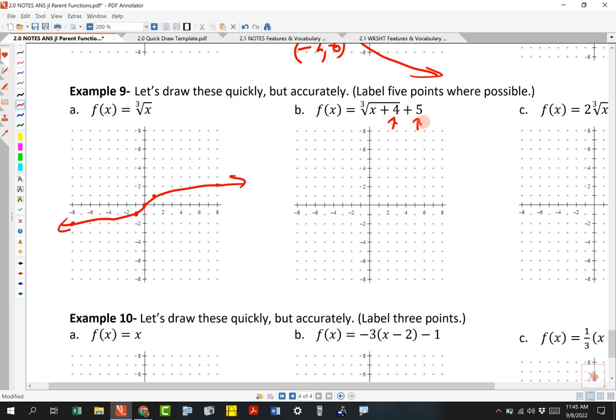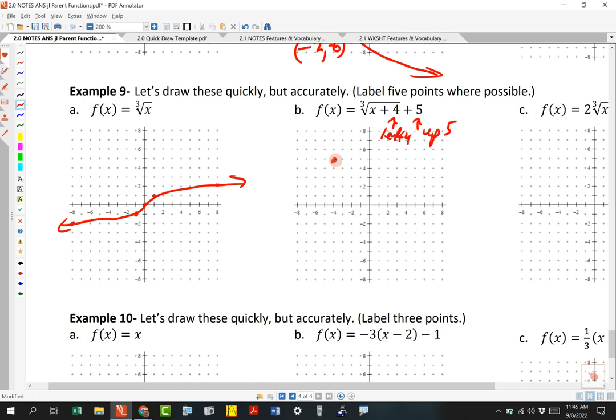What do the 4 and the 5 do? Jack, what does the 4 do? Moves it left. Left 4. Okay. And Gavin, what about the 5? Up 5. So we're going to go left 4, up 5. Here's the central point.